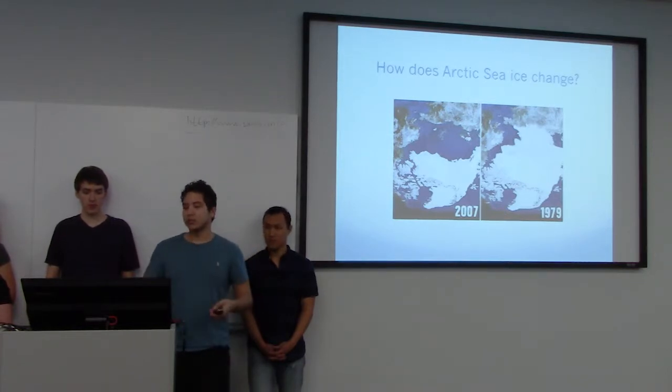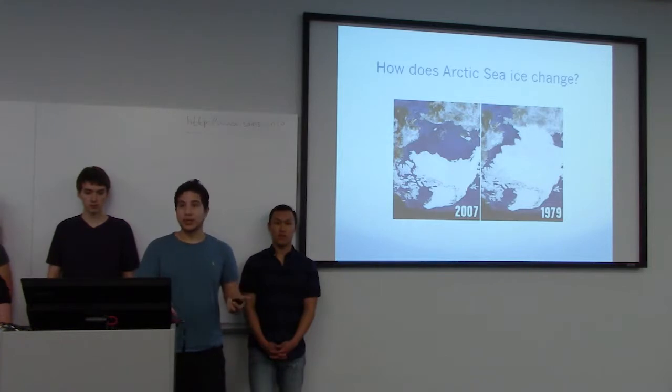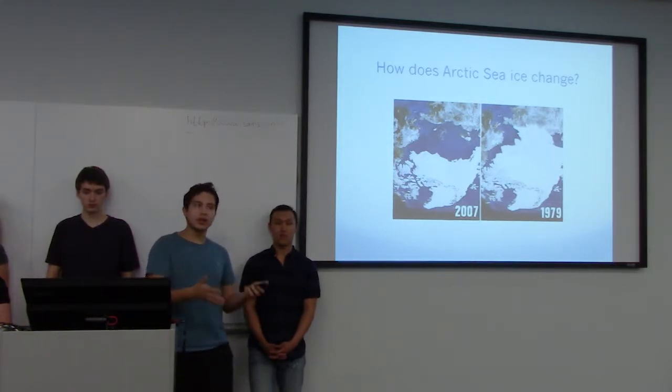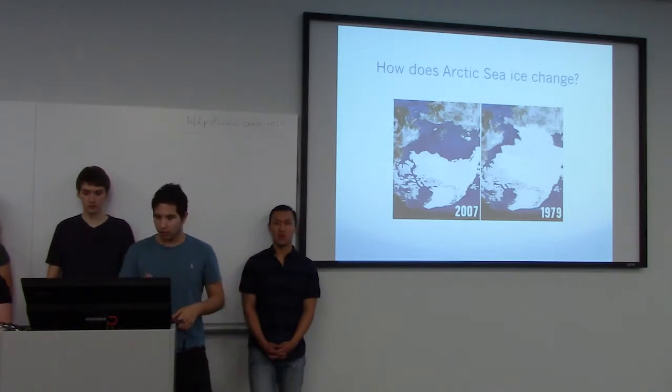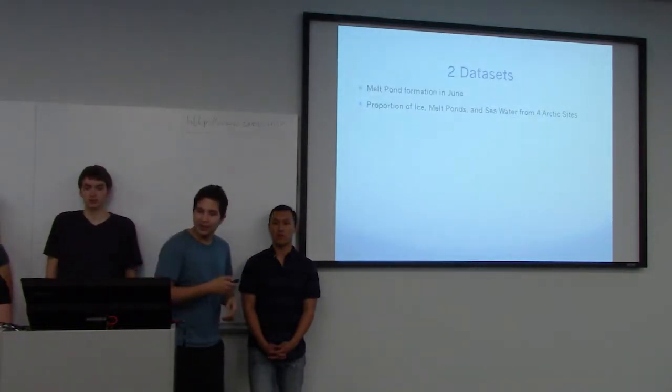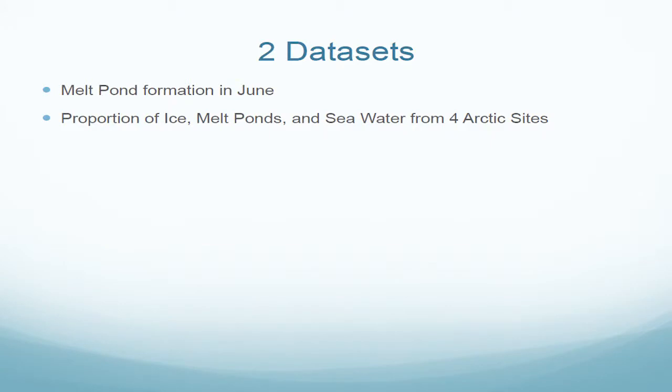Our ultimate goal is to measure at what rate it is depleting, and can we predict the year when it'll be gone, or if during the summer it'll be gone and during the winter it'll come back. We had two data sets: melt pond formation in June, and the proportion of ice, melt ponds, and seawater in 4 Arctic sites.